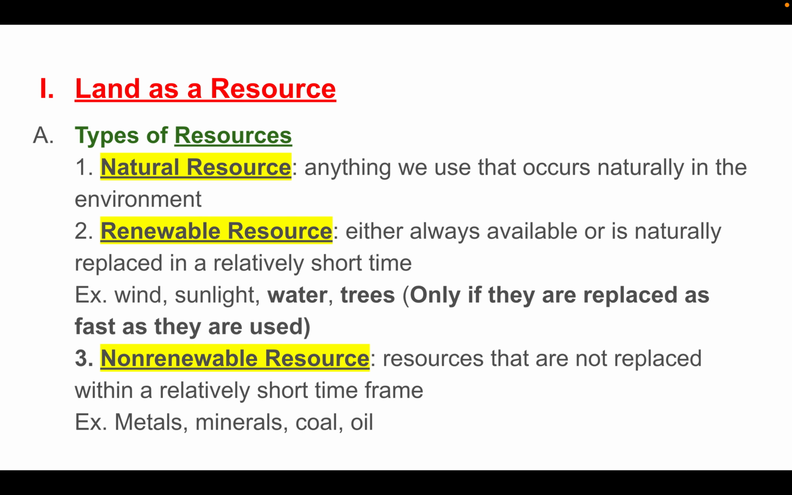Water and trees can also be considered renewable resources as long as they are replaced as fast as they are used. And in some places, that's not always the case. Some places are depleting their water table or groundwater at a faster rate than it is being replenished. Or trees, cutting down more trees than what is being grown.